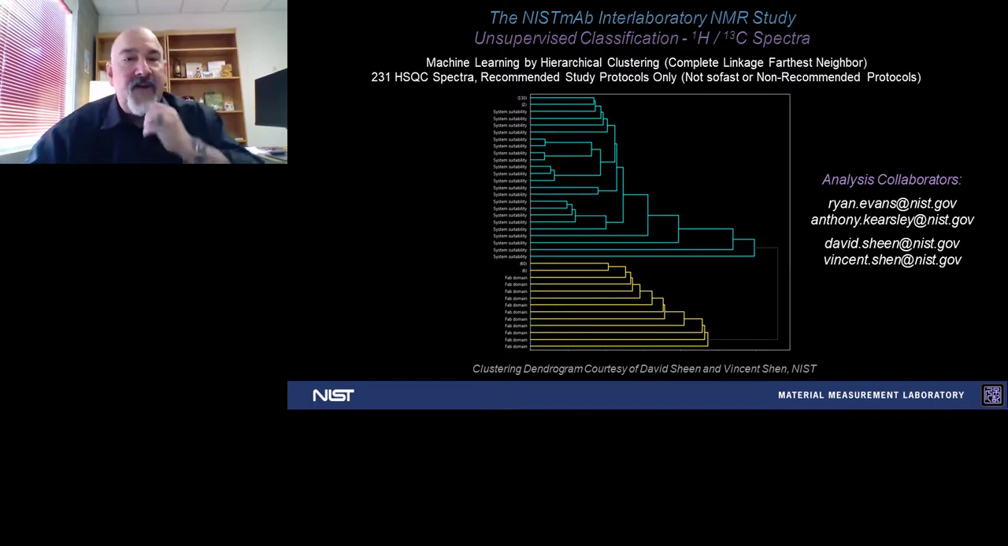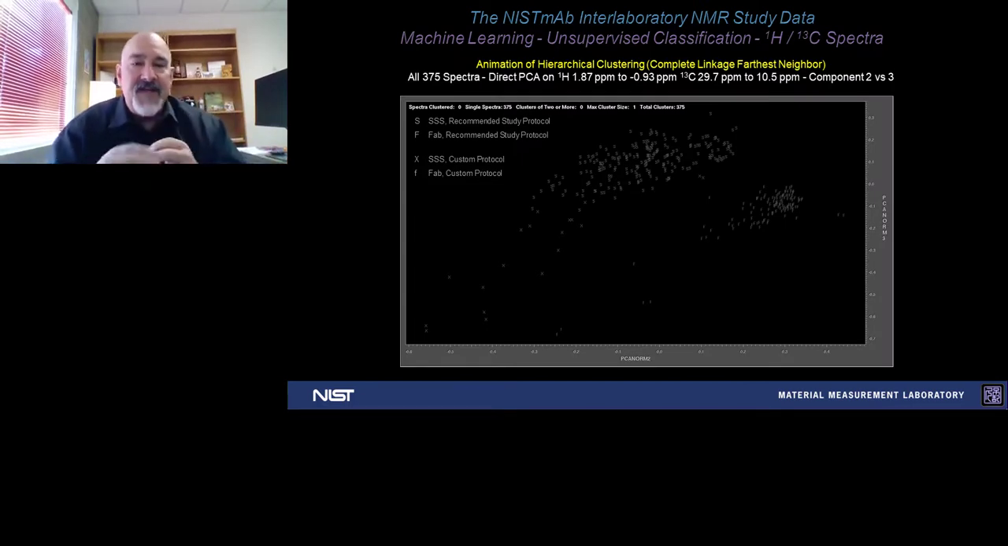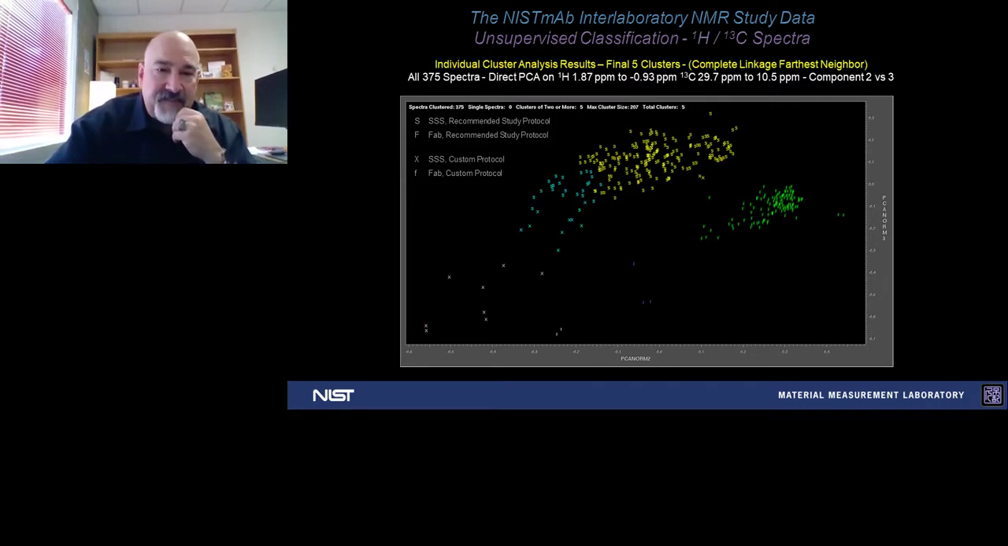We can use these hierarchical clustering methods to do this work, and I will show you an example. So here's the hierarchical cluster analysis being applied to the entire collection of 375 spectra. And in this case, we will stop it at 5 clusters. And from these 5 clusters, we can completely characterize the 2 different kinds of samples.